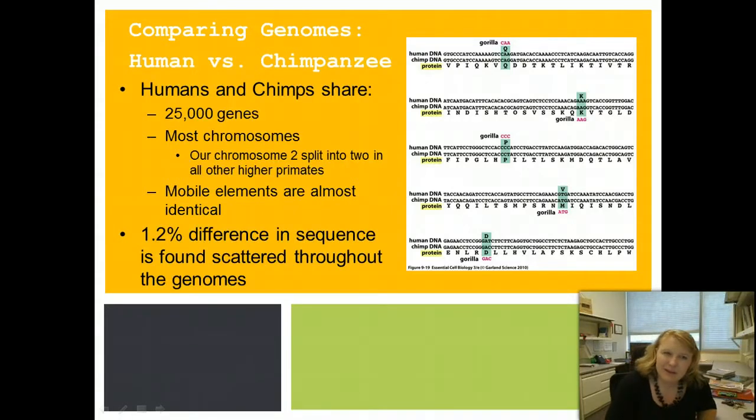Another big key about humans and chimps is that a lot of our mobile genetic elements are pretty identical, which means that a lot of that movement that we saw and that we've talked about with these mobile genetic elements occurred before our last common ancestor. So it's important to understand that.